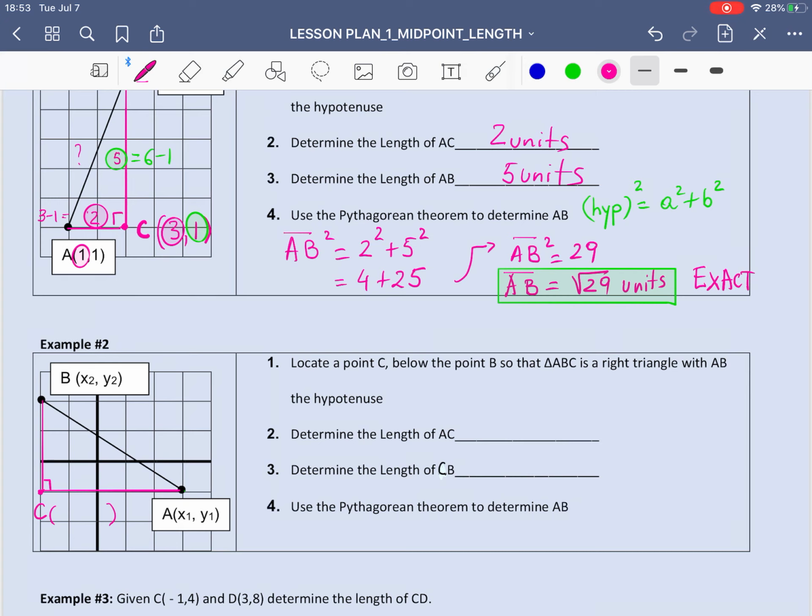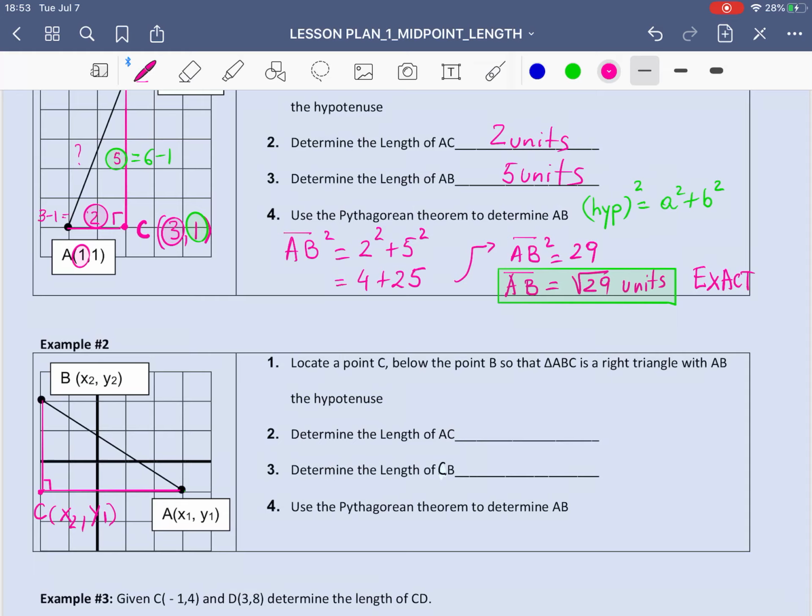What are the coordinates of C? Now we're going to say that C will have the same x coordinate as the point B because it's right below it, right? So see, the x coordinate here is x2. And the y coordinate of point C will be the same as the y coordinate of the point A. So y1. And we're going to say that point C has coordinates x2, y1.